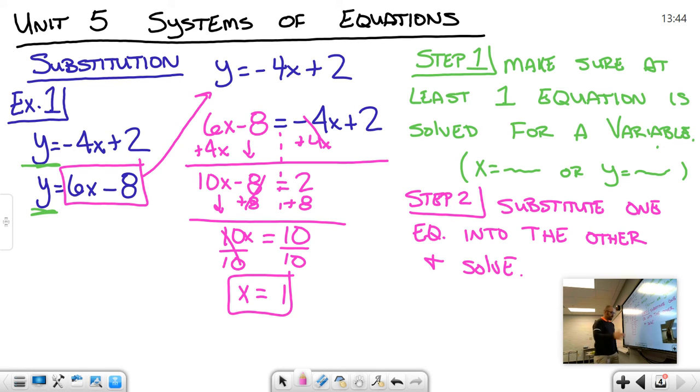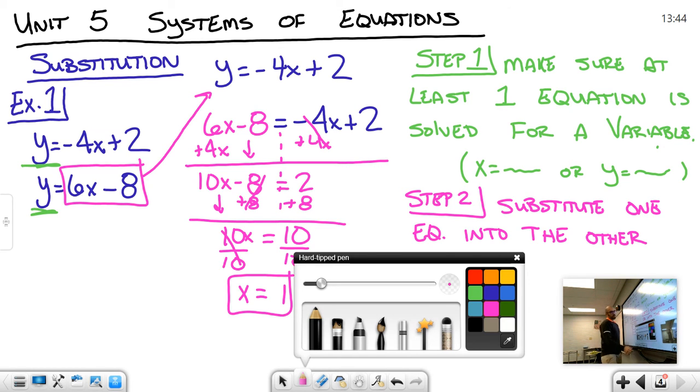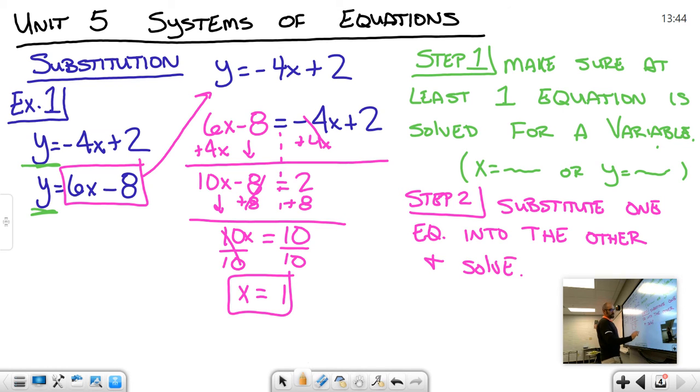Okay. So once we solve for x, the last portion here of our notes, all right, is step 3. Okay, so for this example, we're going to sub in x into either one of these equations. Okay, we're going to substitute solution.